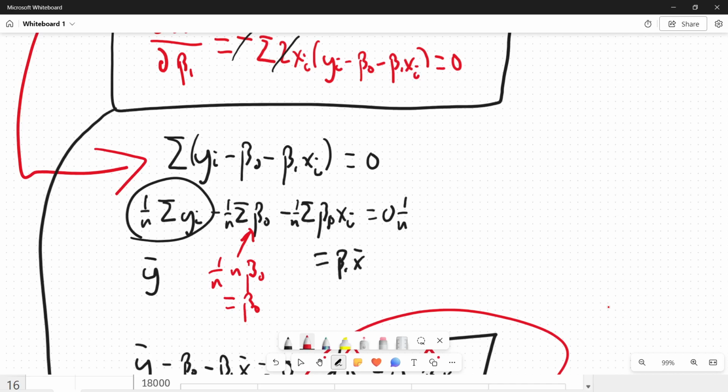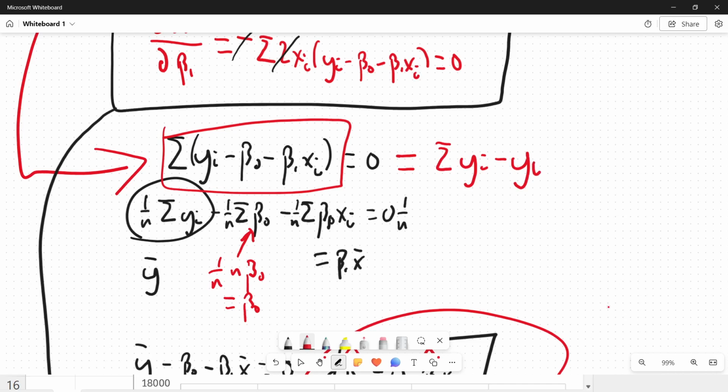This is the sum of all the error terms. So you might look at it and say, that's just your first order condition. And yeah, it is, but we also called this the sum of all the yi minus yi hat, or the sum of all the epsilon i hat. That's 0 according to the first order condition from the calculus.